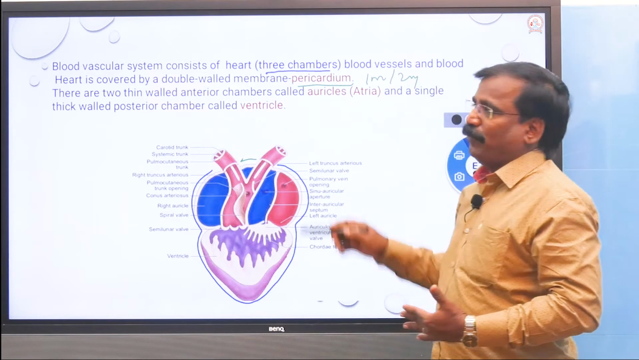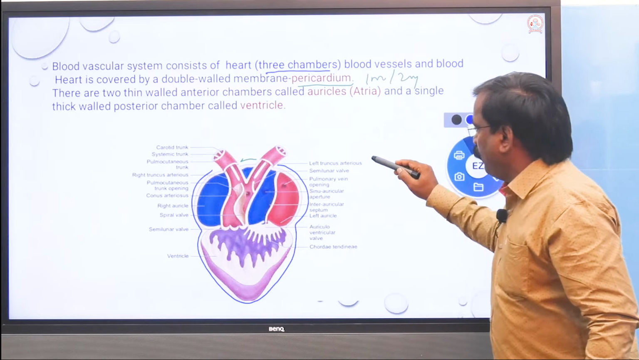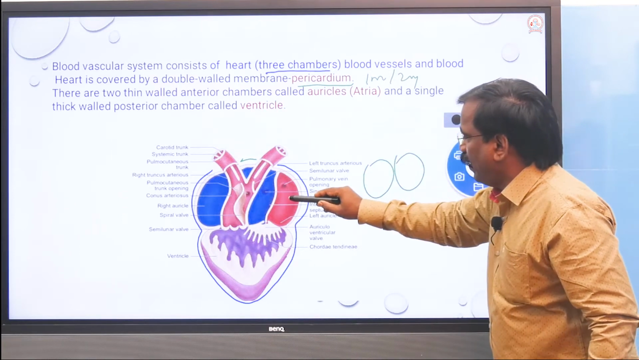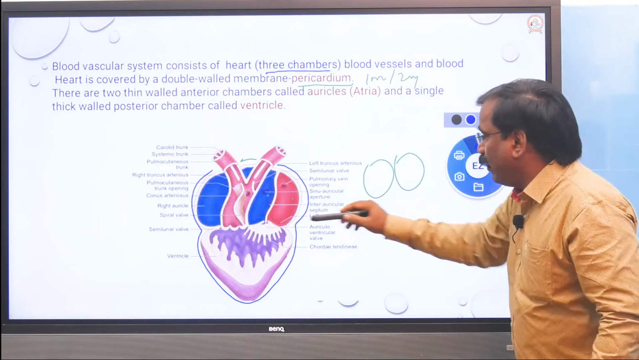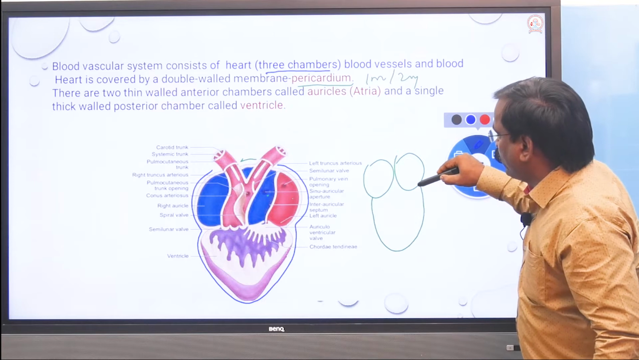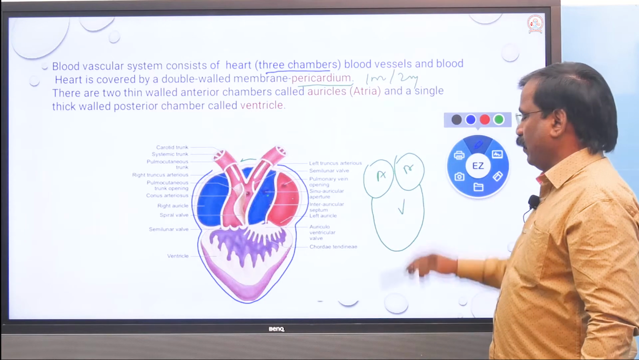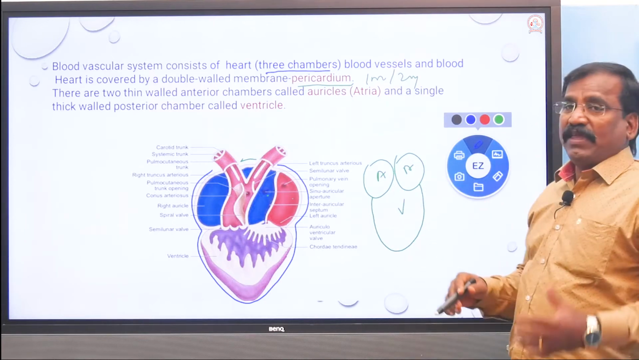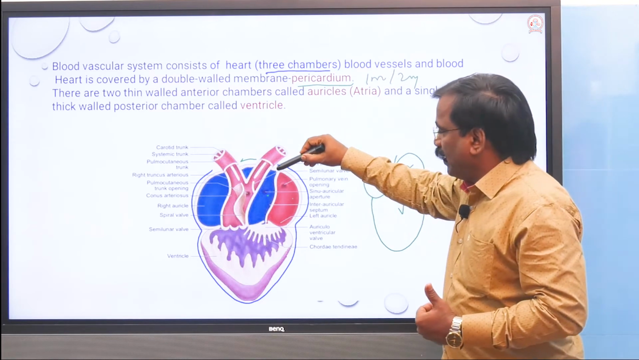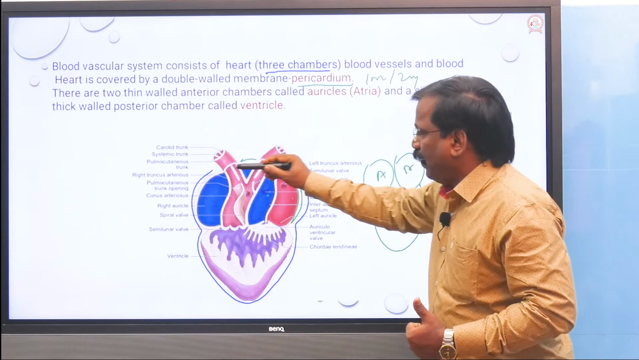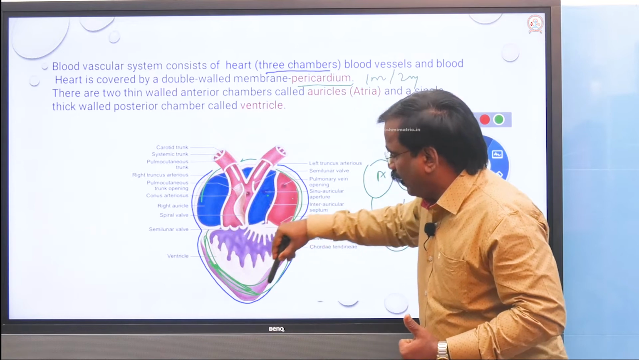And then next, as I said already, the heart is made up of three chambers. What are they? Listen, there are two upper chambers, this is 1 and 2, that are called auricles, and one lower chamber that is called the ventricle. So, three chambers: two auricles and one ventricle. Three-chambered heart. Usually, the walls of the auricles are thin, and the walls of the ventricles are thick.